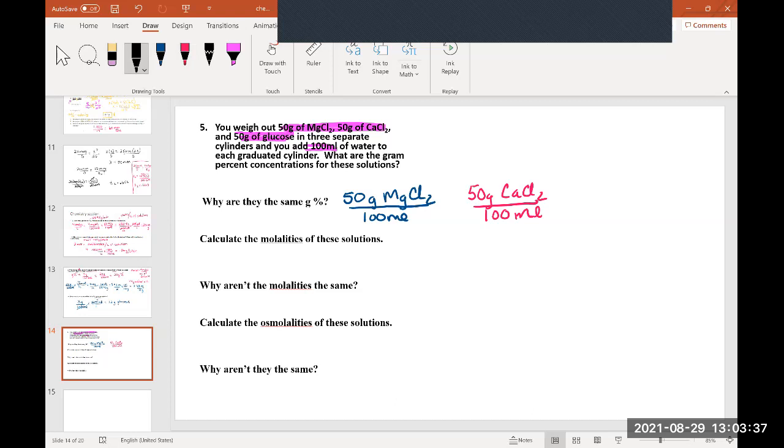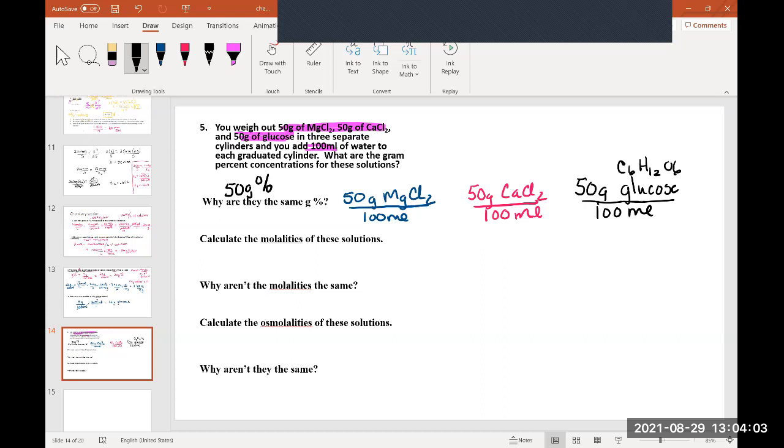And lastly, we have 50 grams of glucose, which is C6H12O6 and 100 milliliters of water. So all of them are 50 grams and 100 milliliters. That means all of them are 50 grams percent.